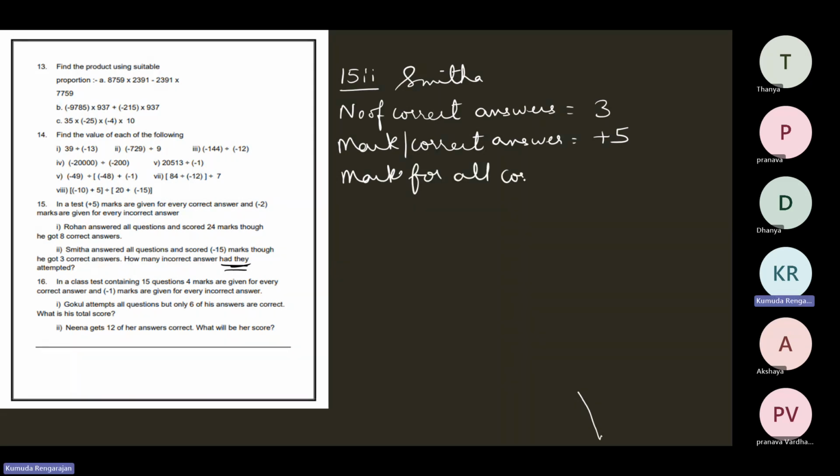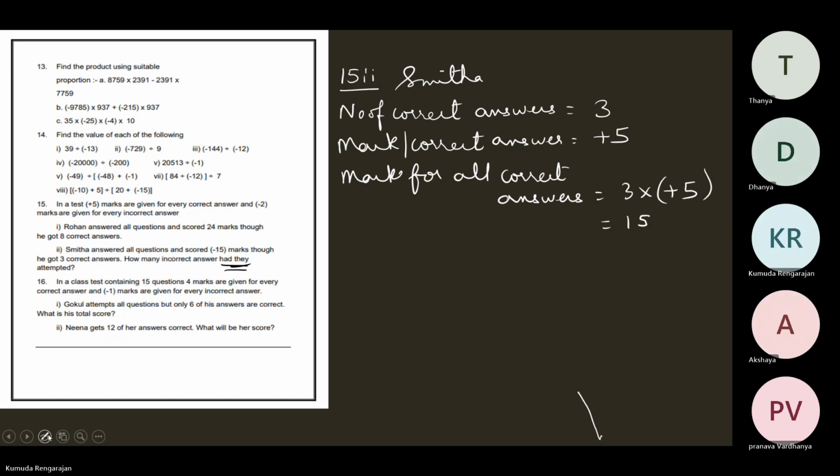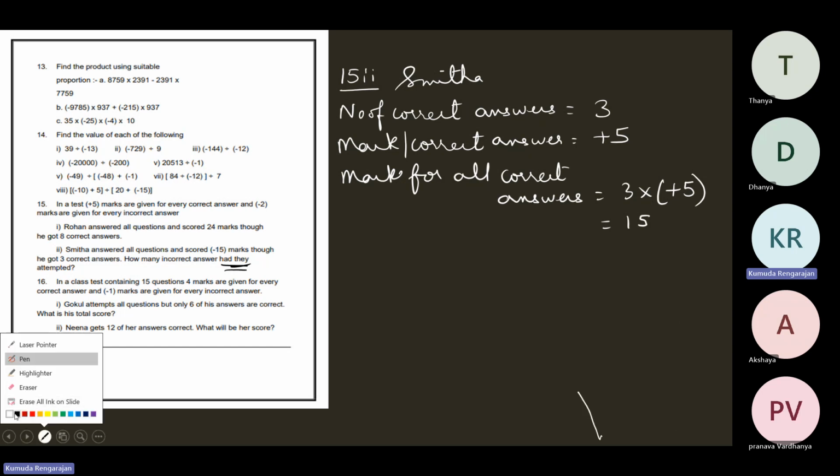Mark for all correct answers is equal to 3 into plus 5, which is 15. Yes or no? Or just 3 into 5, 15. You can write 3 into 5 or 3 into plus 5. Both are fine. Now, how many questions did Smita answer incorrectly? Is it given? No, ma'am, it's not given.